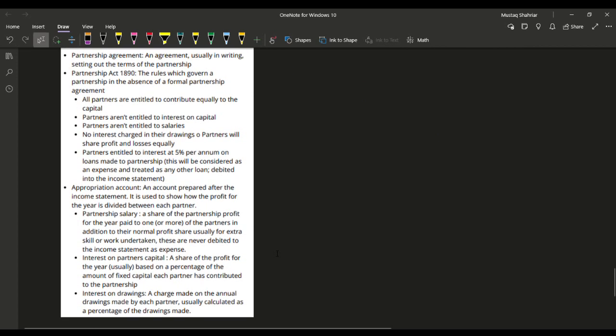Now, next up is our partnership agreement. An agreement is usually a writing setting out the terms of the partnership, and we have a Partnership Act which was formed in 1890. So all partners are entitled to contribute equally to the capital. Okay, so these are the rules which govern a partnership in the absence of a formal partnership agreement.